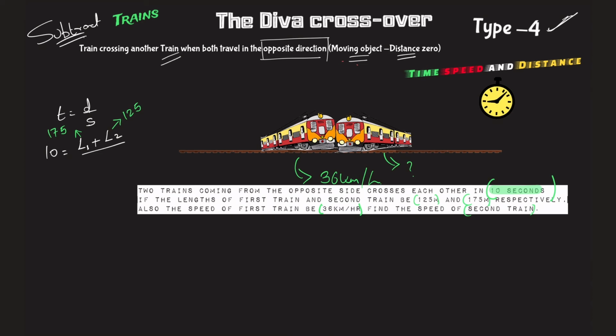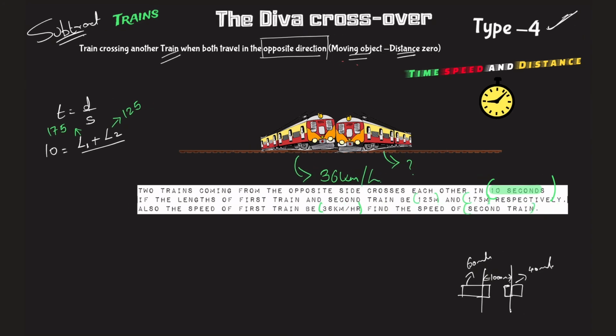When trains travel in the opposite direction, this is quite simple. See, this is one train and this is another train. Okay, the distance between them is say 1000 meters. The speed of this train is say 60 meter per second and the speed of this train is say 40 meter per second. What is happening in 1 second? This is traveling by 60 and this is traveling by 40. So what happens in 1 second? They have to cover, see, imagine this distance is what they will have to cover.